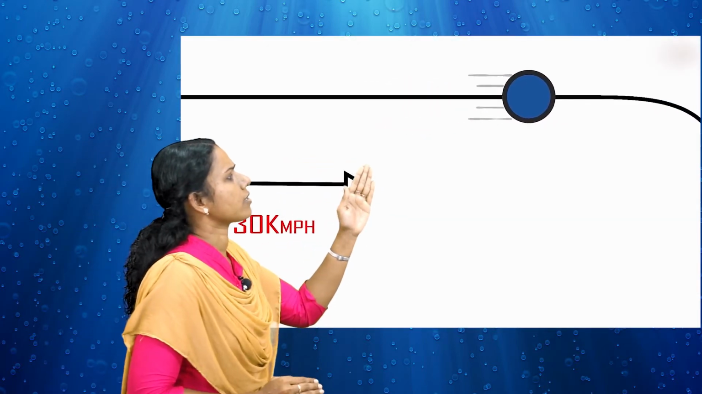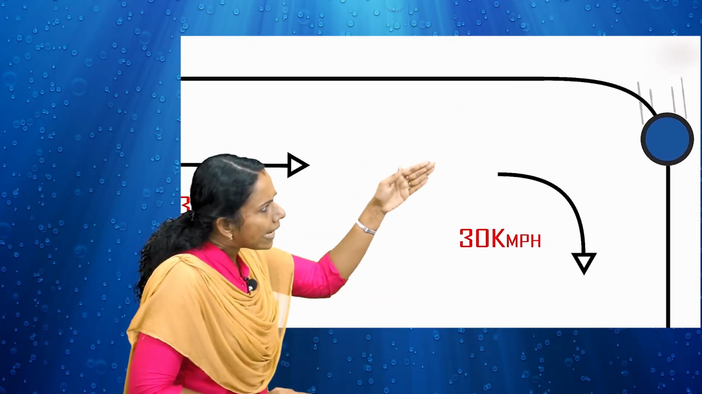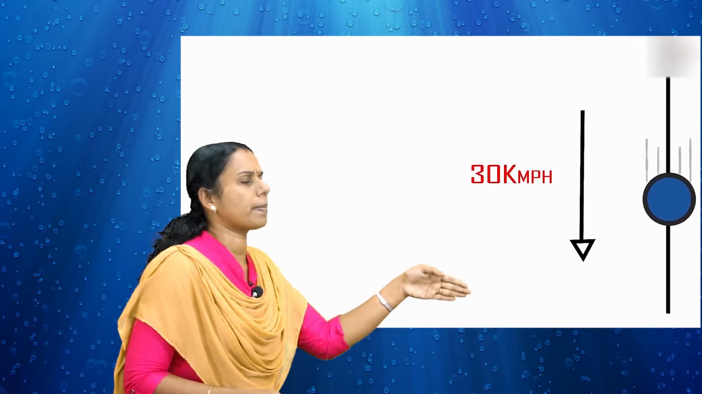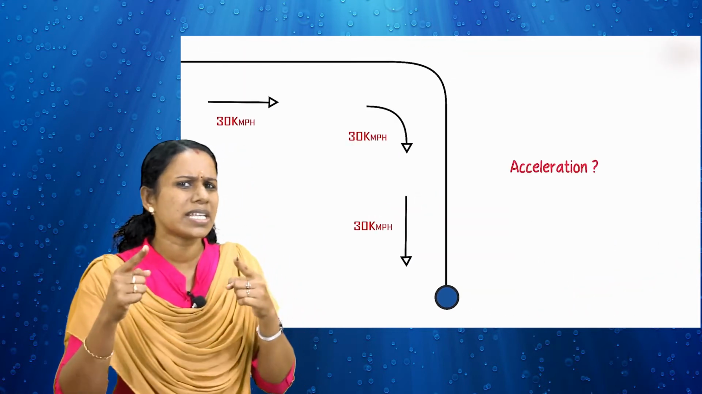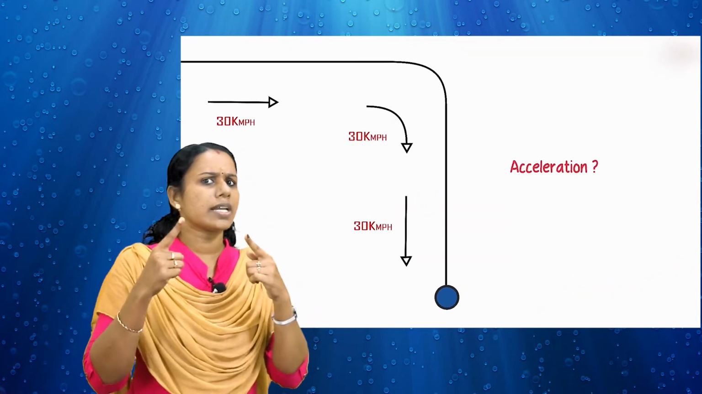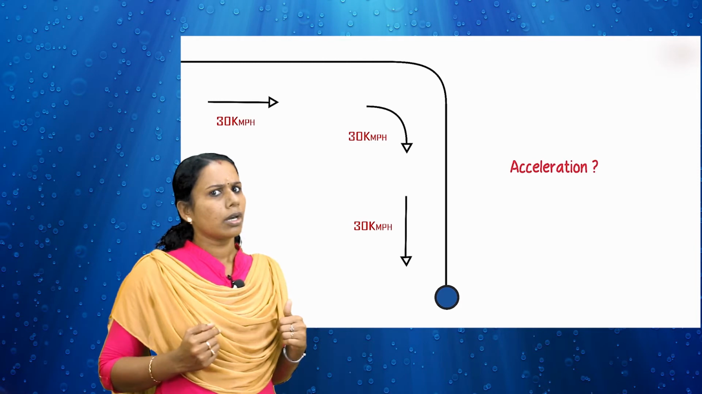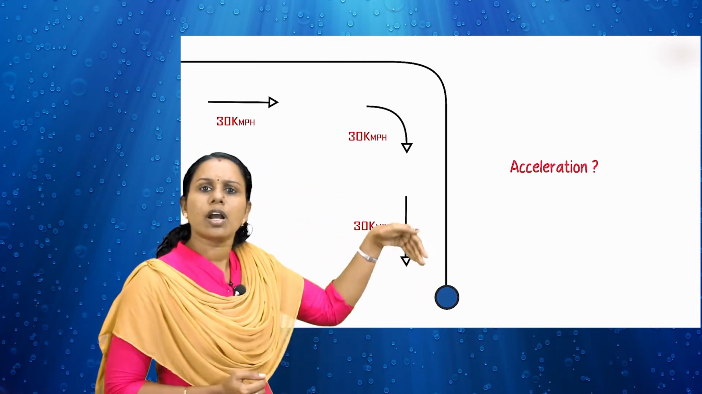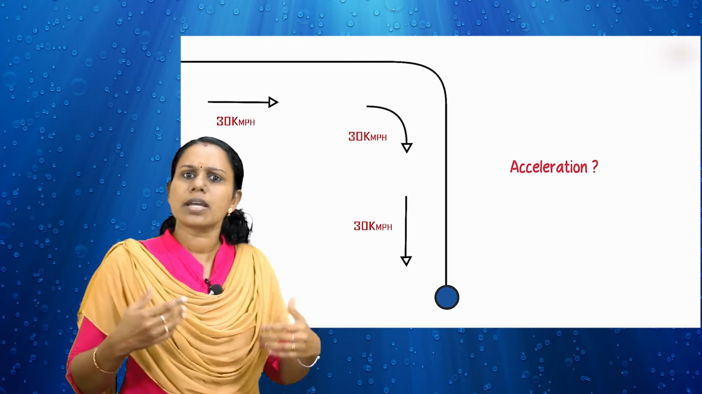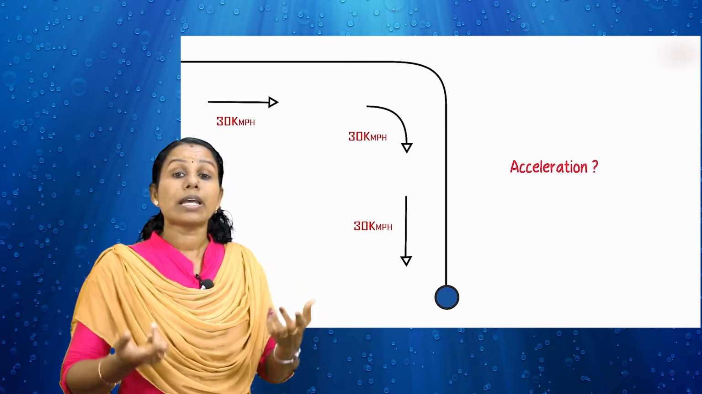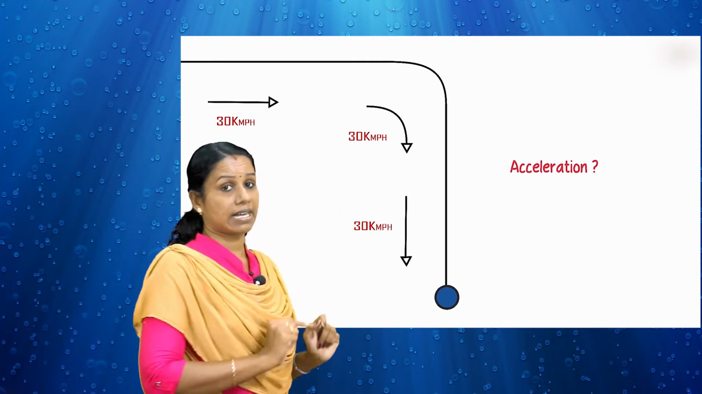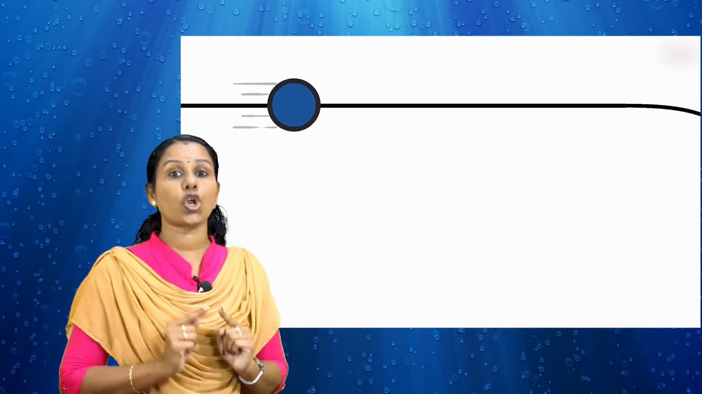Next, observe here. A body was initially traveling with a velocity of 30 km per hour. Then it takes a turn and moves downward. There also the velocity is 30 km per hour. And my question is, is the body accelerating? Is there any acceleration to the body? Initially the speed was 30 km per hour. After the turning also the speed is 30 km per hour. Is there any change in velocity? No. Then my question is whether we can say the body is accelerated. Is there acceleration or not?